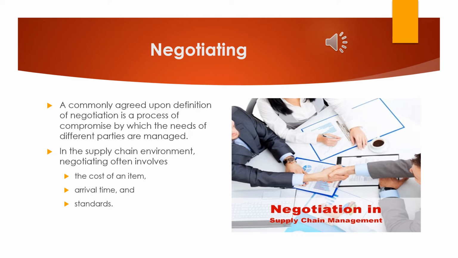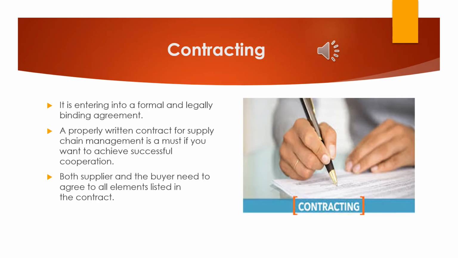The next to come is negotiation. The next step you do when you're functioning as a supply chain manager is negotiation. So, what is negotiation? A commonly agreed upon definition of negotiation is a process of compromise by which the needs of the different parties are managed. In the supply chain environment, negotiations often involve the cost of an item, arrival time, and the standard or the quality of the product.